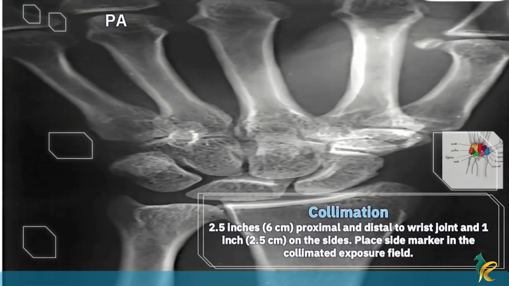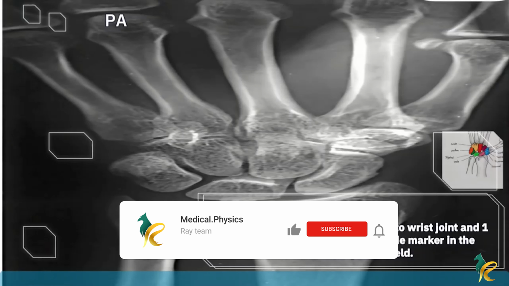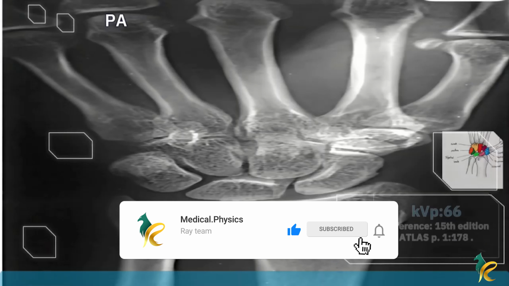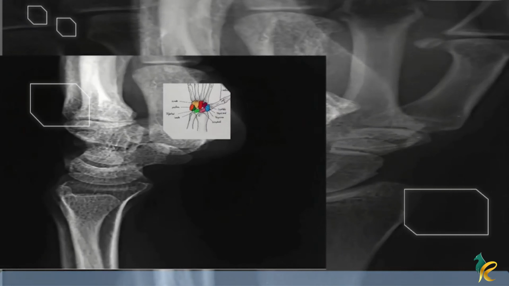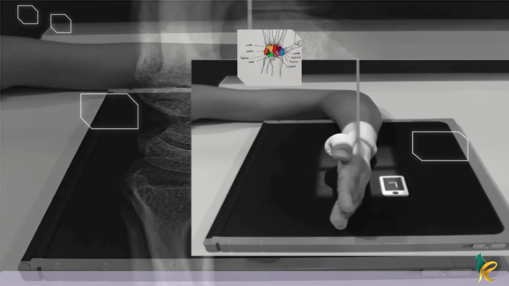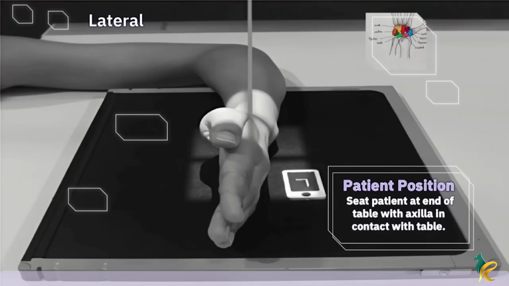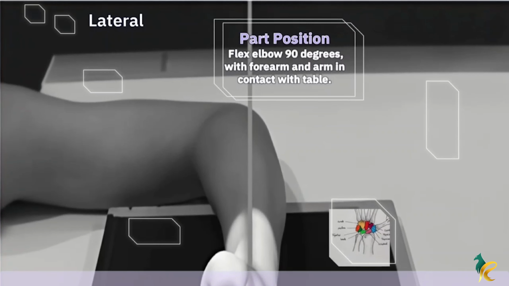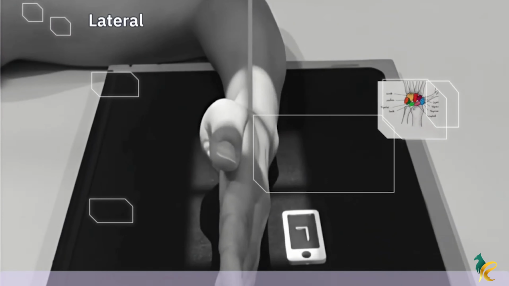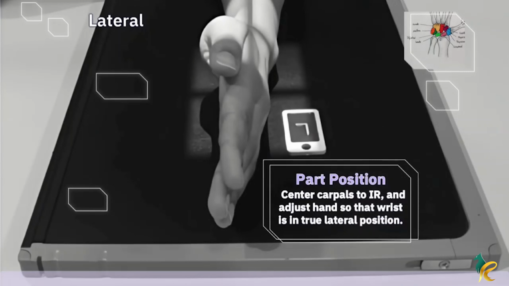In the lateral imaging of the wrist, like the PA imaging, the patient must be seated at the end of the radiographic table with their axilla in contact with the table. They need to flex their elbow 90 degrees so that their arm and forearm are in contact with the table. Their carpals must be centered to the IR, and we need to adjust their hand so their wrist is in true lateral position.